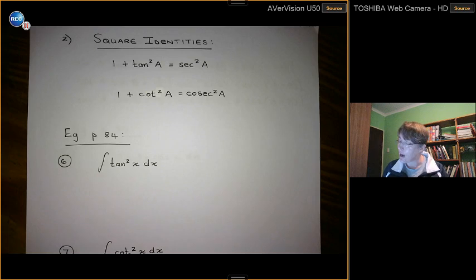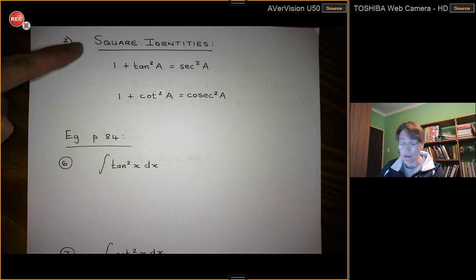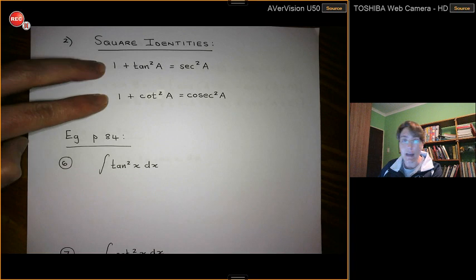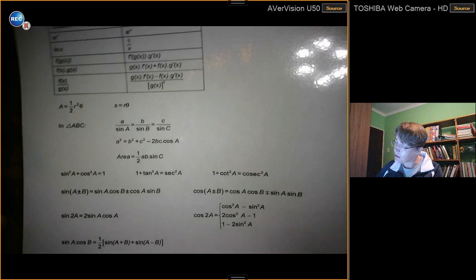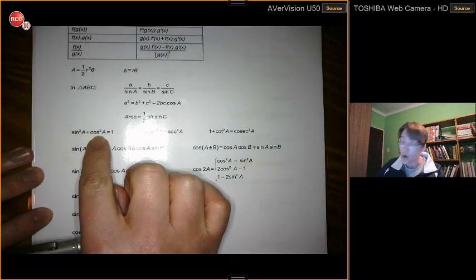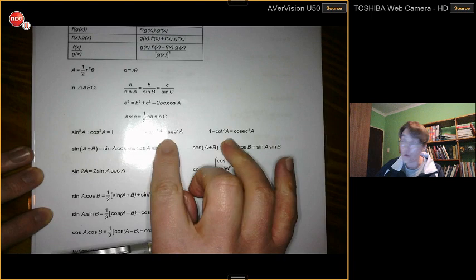Another one of the identities I can use are my square identities. I've got these two square identities that, believe it or not, you might not be very familiar with because we don't use them in core mathematics at all. But they are on the information booklet. On the information booklet, you've got your standard one, which you should know: sine squared a plus cos squared a is 1. And then we have these two for tan squared a and for cot squared a.